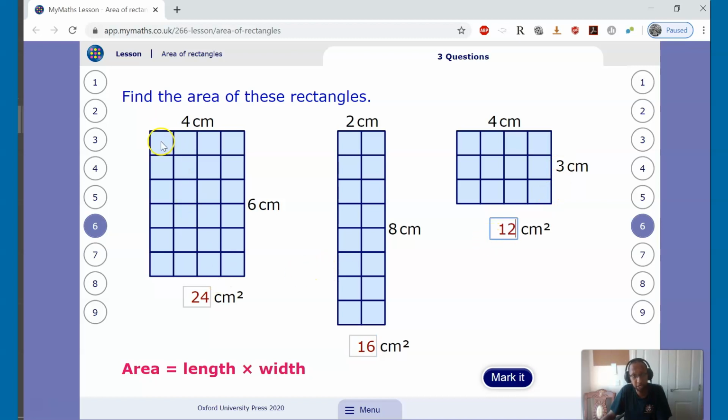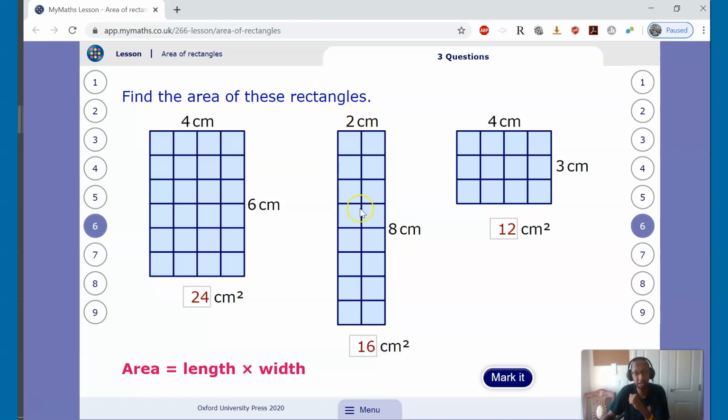Now, if you count each square, you will find that it all adds up to 24. Let's try that. 1, 2, 3, 4, 5, 6, 7, 8, 9, 10, 11, 12, 13, 14, 15, 16, 17, 18, 19, 20, 21, 22, 23, 24. And we can be certain that if we're comfortable with our times tables, we'll be comfortable with our solutions.